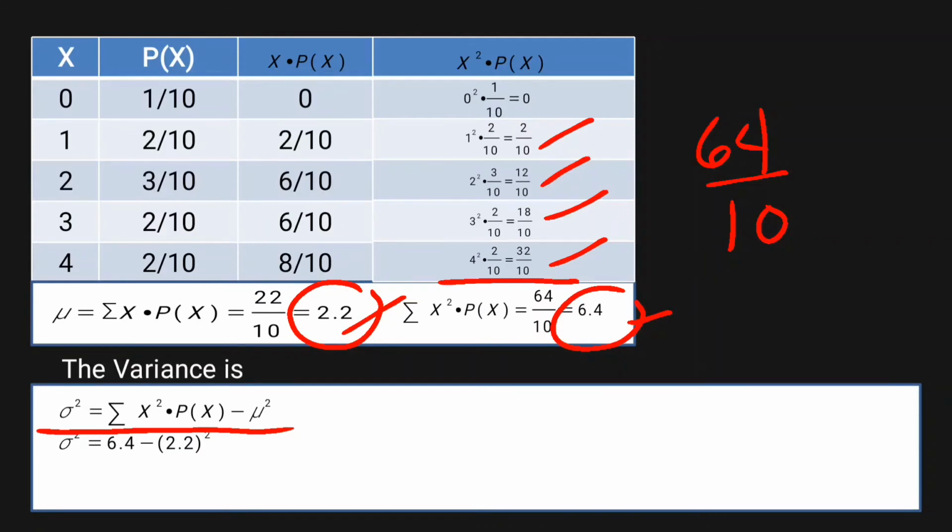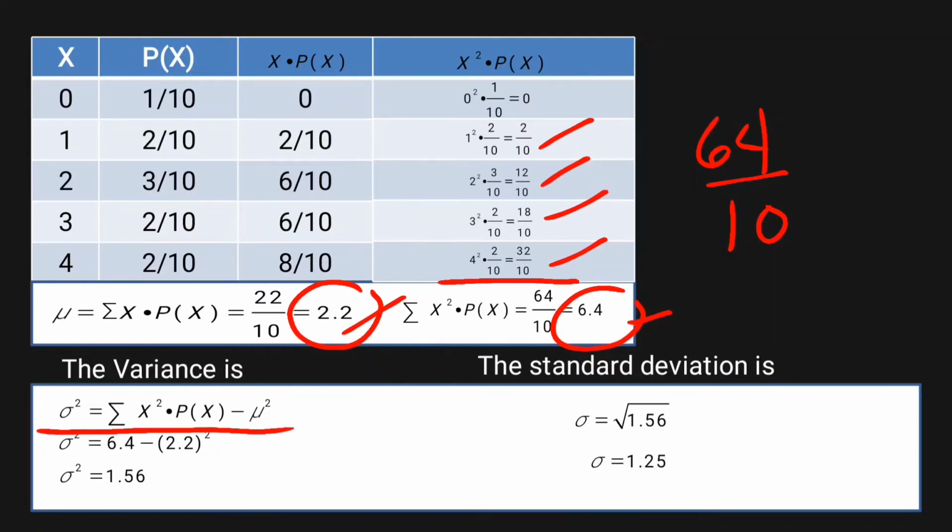So let's use our calculator. The variance is 1.56, the same answer as the other formula. For the standard deviation, just get the square root. Standard deviation is the square root of 1.56. Therefore, sigma is equal to 1.25. So same answer, different formulas. The variance is 1.56 and the standard deviation is 1.25.